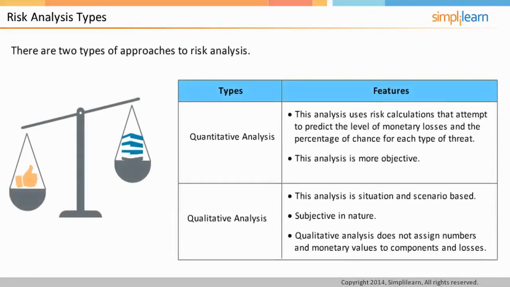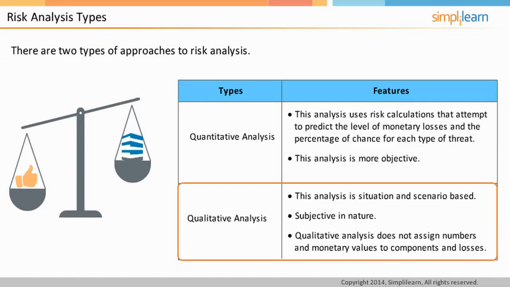There are 2 types of approaches to risk analysis: quantitative and qualitative. Quantitative analysis uses risk calculations that attempt to predict the level of monetary losses and the percentage of chance for each type of threat. Quantitative is more objective. Qualitative analysis does not use calculations, but is more situation and scenario-based. Qualitative is more subjective. Qualitative analysis does not assign numbers and monetary values to components and losses.